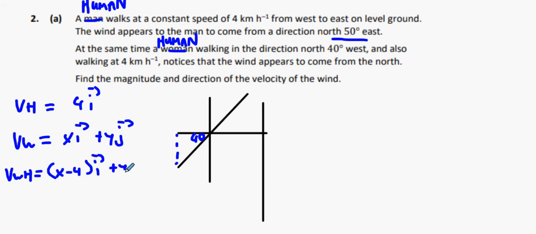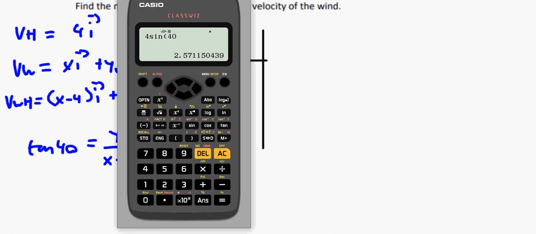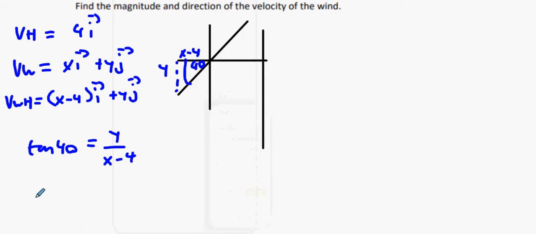plus yj. So this means that tan 40 is y over x minus 4. Tan 40 is 0.84, or 0.839. Actually 0.839 is better. So 0.839 times (x minus 4) equals y.